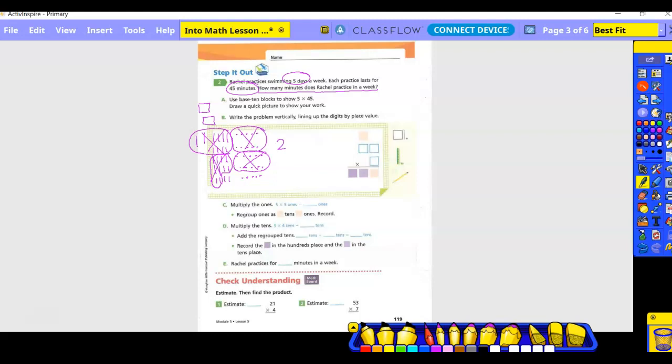2 for the hundreds. How many longs for the tens? 2. And how many small cubes for the ones? 5. So 225. So now we're going to work it and see if that's what we get. All right, so now we're going to write it in our box.